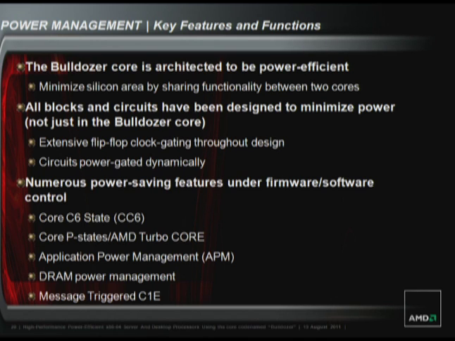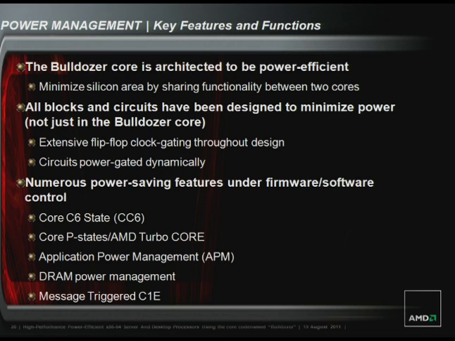But the things we're trying to do to save power at a high level are, in the Bulldozer core, just architecturally, we're sharing things when we can, trying to make sure everything is utilized as best as it can. We're reducing area to reduce the leakage. And throughout the design, there's extensive flip-flop clock gating, dynamic circuits being power gated. Just numerous things kind of invisibly built into the design that, at the software level you won't see, but it'll perform with much nicer power or frequency characteristics than the previous cores.